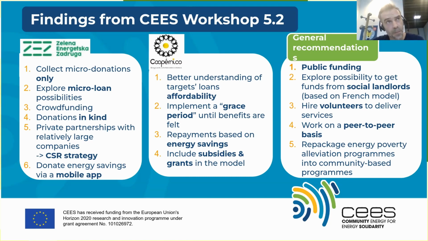And for Copernico, it's basically microloans amongst members of the cooperative. But the problem, and Copernico was raising that, is the affordability of the loan for those who already have financial difficulties. So before they propose the microloan at a fixed rate, etc., the idea would be to take a step back and have a look at the affordability for the people they're trying to target.